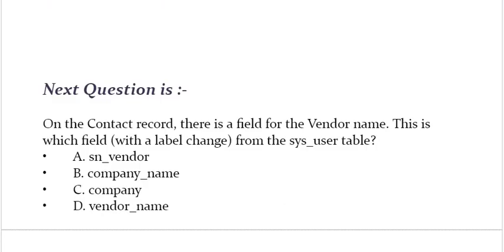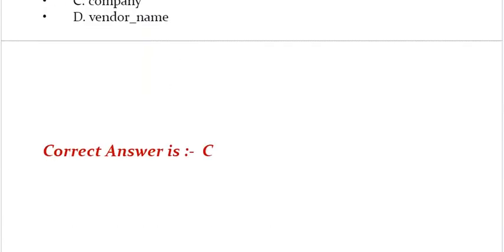Next question is, on the contact record, there is a field for the vendor name. This is which field with a label change from the sys_user table? Option A, SN_vendor. Option B, company_name. Option C, company. Option D, vendor_name. Correct answer is option C.